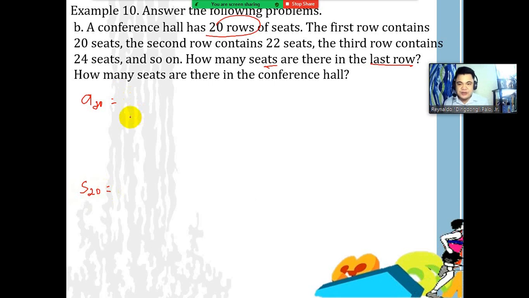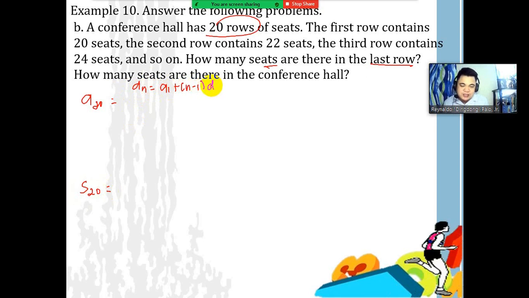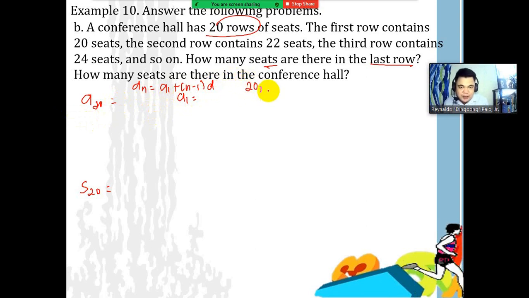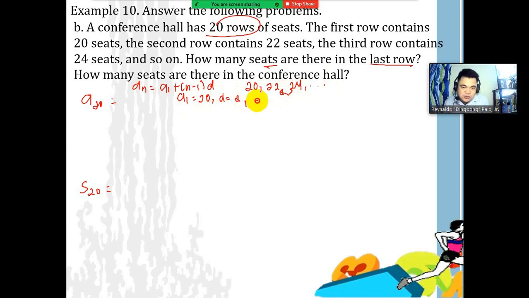Okay, so to solve for a sub 20, of course, we need to use the formula a sub n equals a sub 1 plus n minus 1 times d. And then the next thing that we're going to do is to identify the values that we need to solve for a sub 20, like your a sub 1. By the way, this is our sequence: 20, 22, then 24, and so on. Your a sub 1, of course, is 20. Your common difference, 24 minus 22, is 2. And your n, of course, is 20 since we're looking for a sub 20.